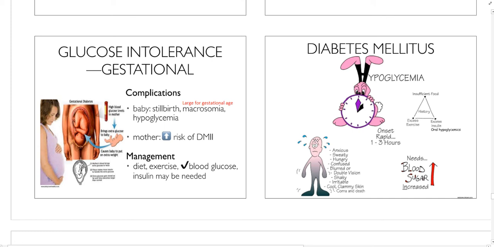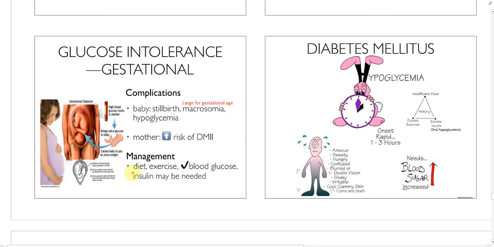I believe that occurs from the babies being used to having high levels of blood sugar, and then when it's born, it is basically not able to produce the same quantity of blood sugar, and so it can experience symptoms of hypoglycemia. And then the mother will be at higher risk for type 2 diabetes.